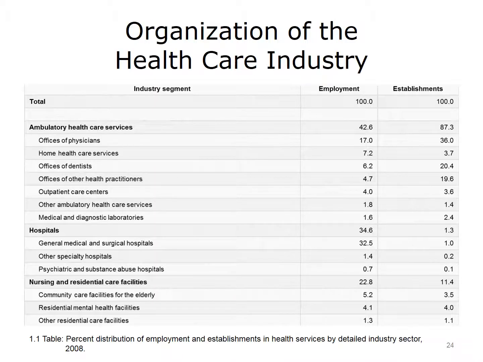This table reflects the organization of the healthcare industry and shows the percent distribution of employment in establishments in the health services sector in 2008. You can see that about 87% of establishments and 42% of employment are in ambulatory healthcare services. And you can see in this table that hospitals comprise 1.3% of establishments but employ 34.6% of the people who work in the healthcare industry. Nursing and residential care facilities are about 11% of the establishment and employ about 23% of workers in the health services sector.